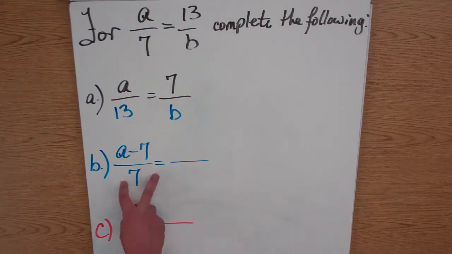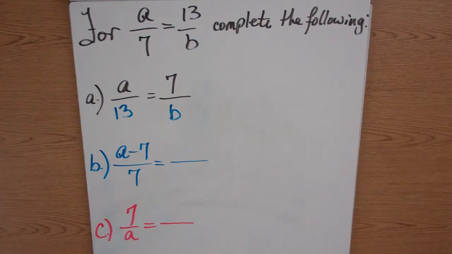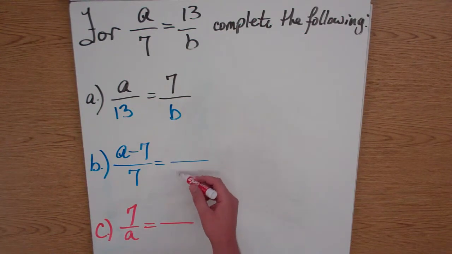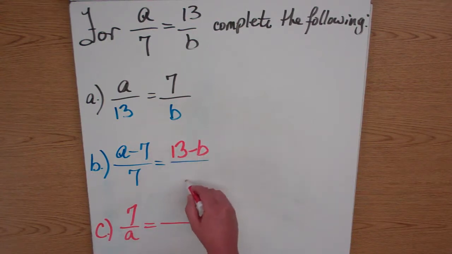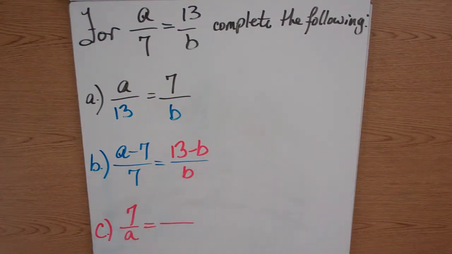Now this one, we have A minus 7 over 7 equals what? If you go back to your property, that would be 13 minus B over B. Okay? 13 minus B over B.